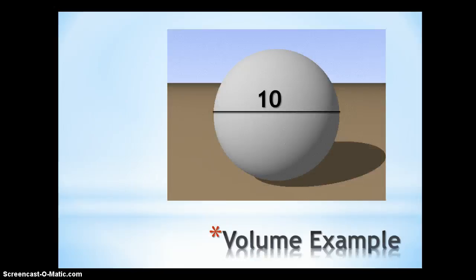So let's look at an example. Let's find the volume of the sphere. We are given this, which would be the diameter. So the radius in this case would be 1/2 the diameter. So 10 divided by 2, the radius would be 5 in this case.